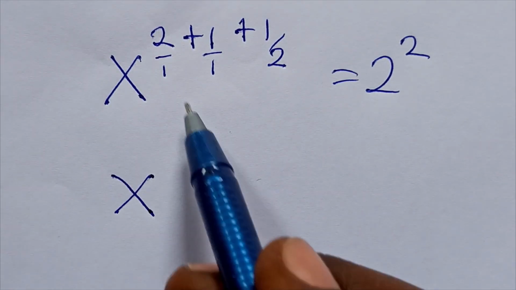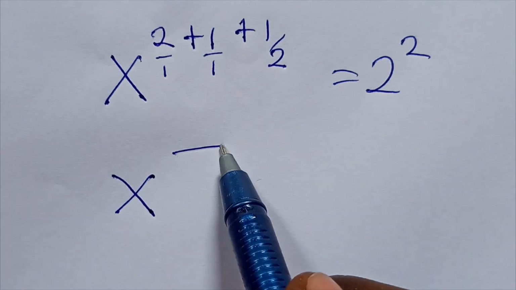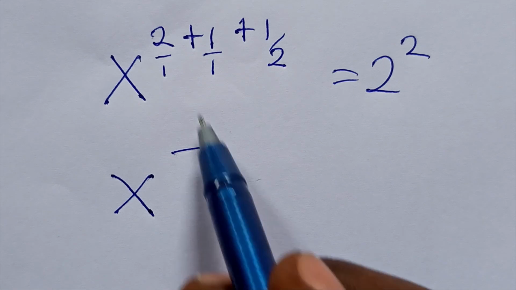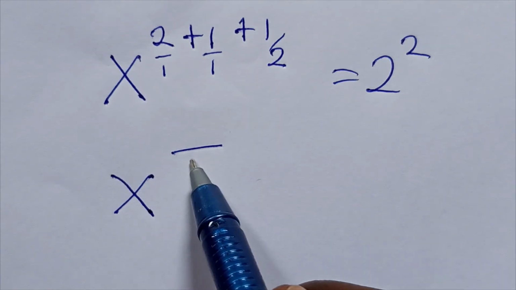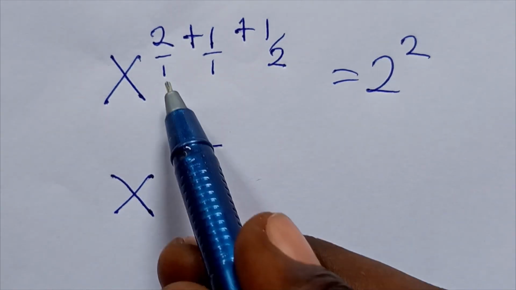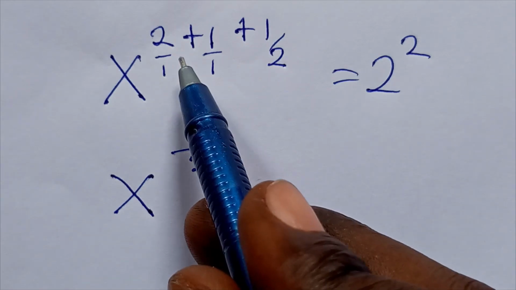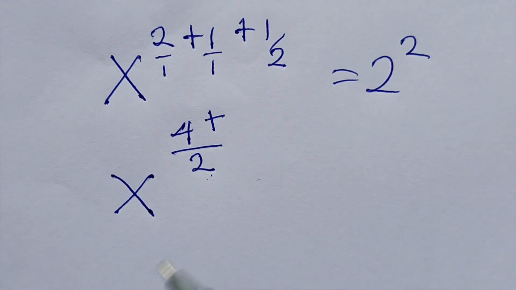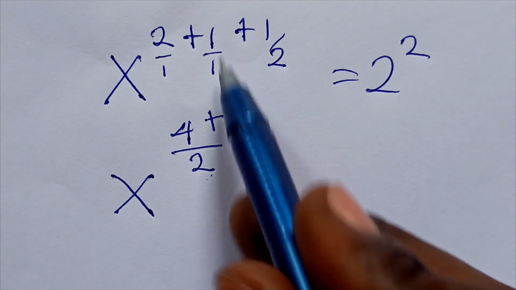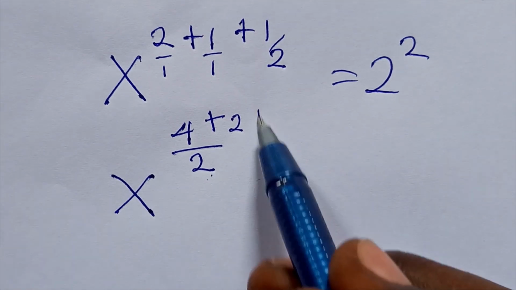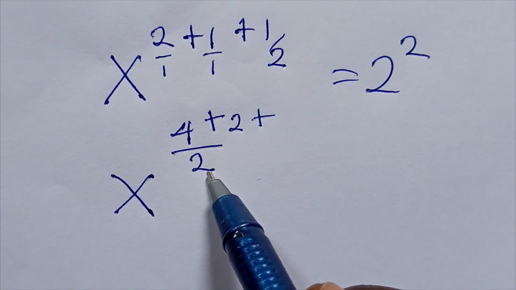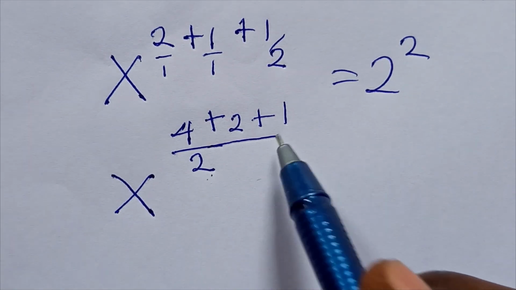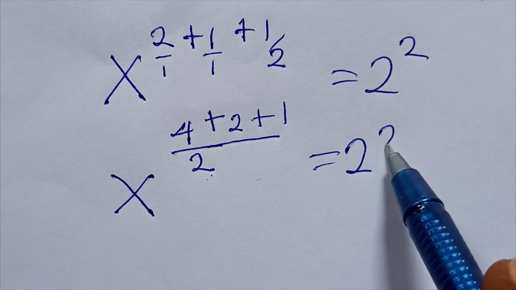So find the LCM, which we can get by multiplying all the denominators: 1 times 1 times 2 is the same thing as 2. So now 2 divided by 1 is 2 times 2 is 4, plus 2 divided by 1 is 2 times 1, which is 2, plus 2 divided by 2 is 1 times 1 is 1. So that's what we have, equals 2 squared.